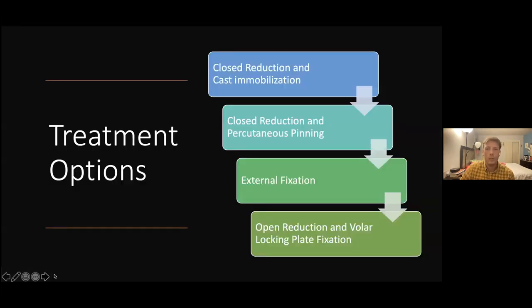So, treatment options that the study goes over: you can see closed reduction and cast immobilization. Step up from that, closed reduction with percutaneous pinning, external fixation with either bridging or non-bridging K-wires, or open reduction with volar locking plate fixation, which the last 2 studies have talked about primarily.